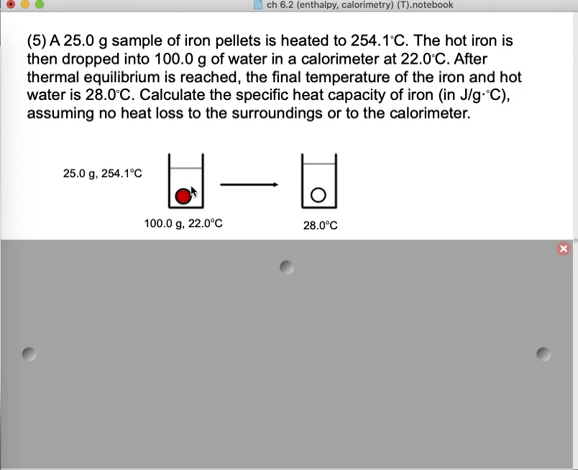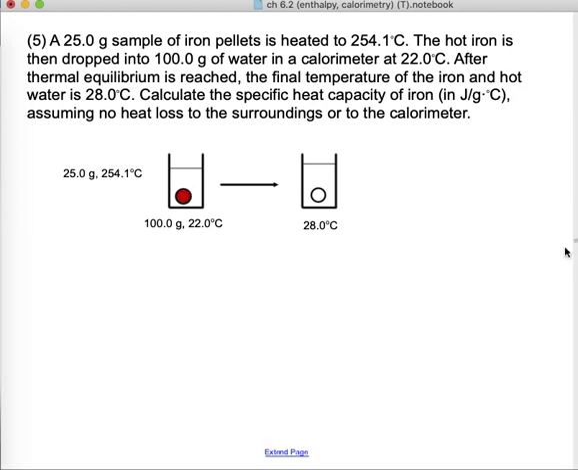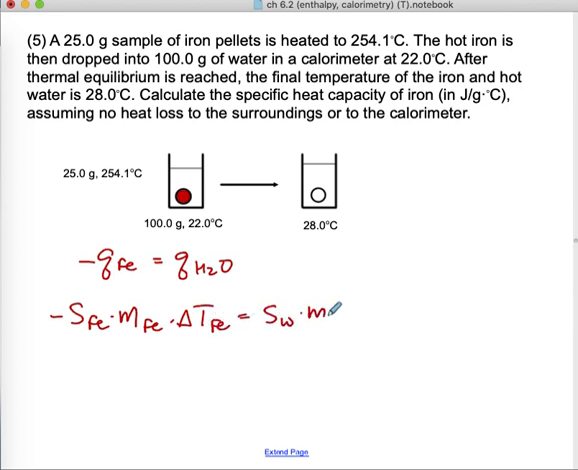I am going to start with the assumption that negative Q of iron equals Q of water. So all of the heat lost by the iron as it decreases in temperature is gained by the water as it increases in temperature. I will expand this using my equation: minus S iron times mass of iron times delta T of iron equals S of water times mass of water times delta T of water.